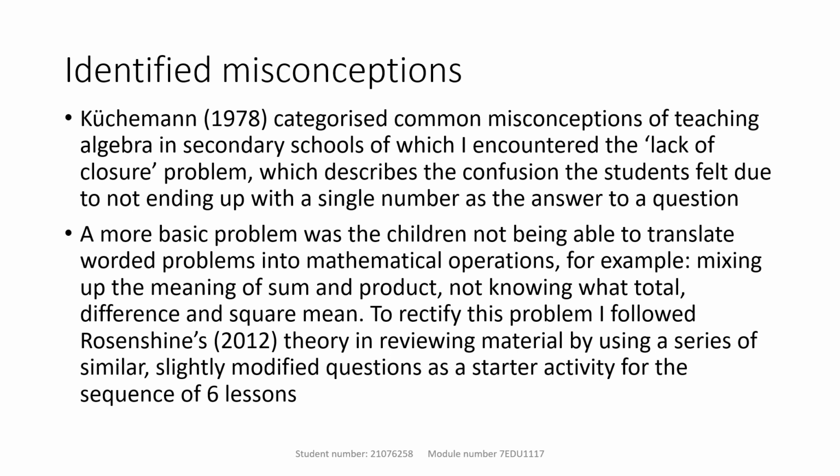Just as Küchemann in 1978 described in his work, this is one of the common misconceptions during the introduction of algebra. He called it the lack of closure. In arithmetic, the expressions can be worked out, reduced to one number, but an algebraic expression like x plus 3 is the final answer. If the variable does not have a value to substitute into the expression, we have nothing more to do with it.